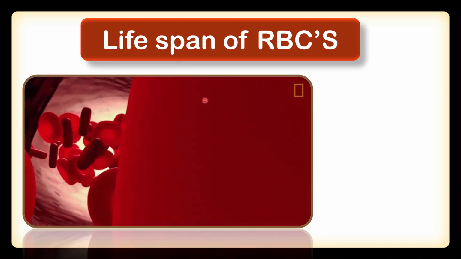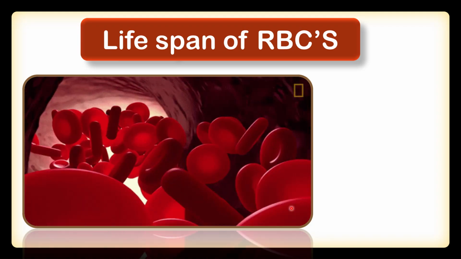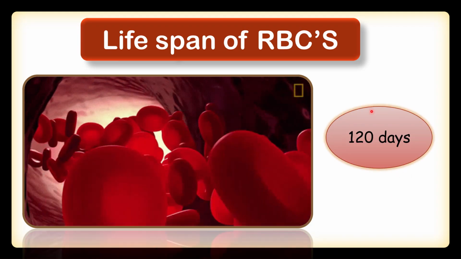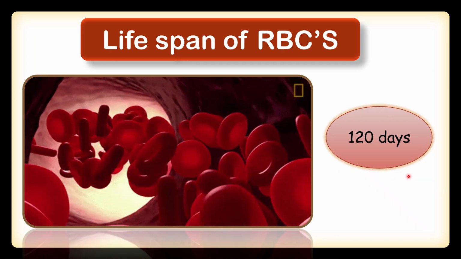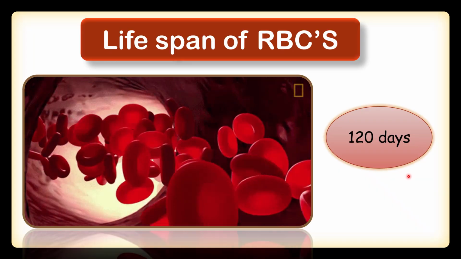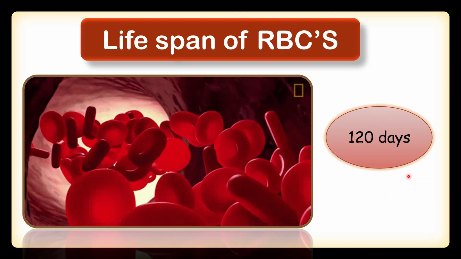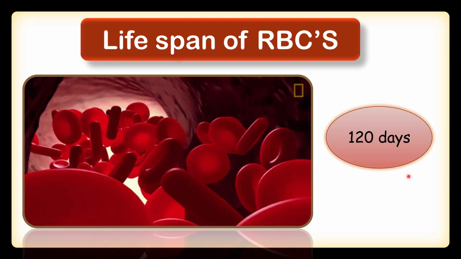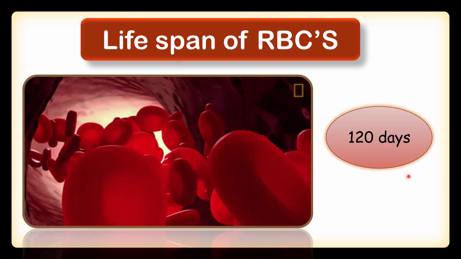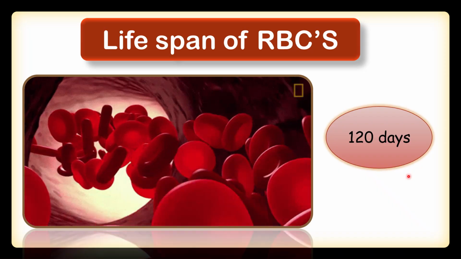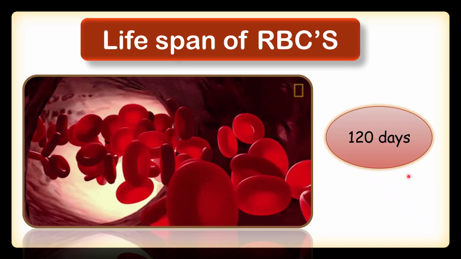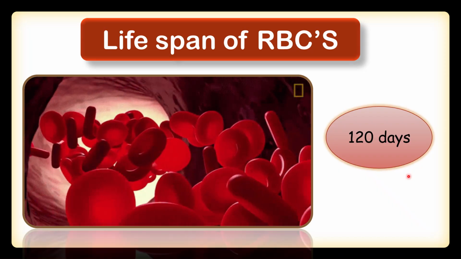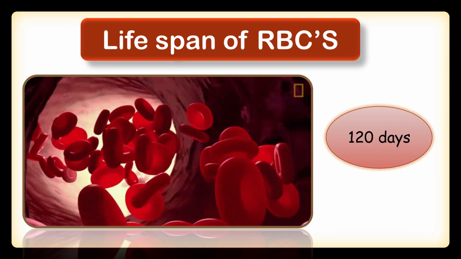bone marrow and released into the circulation, and the lifespan of RBCs is 120 days. After 120 days, the RBCs are destroyed in the spleen and the liver, mainly in the spleen, which is known as the graveyard of the RBCs. After the lifespan is over, new RBCs will be produced by the bone marrow. Next, we will see what HbA1c is.